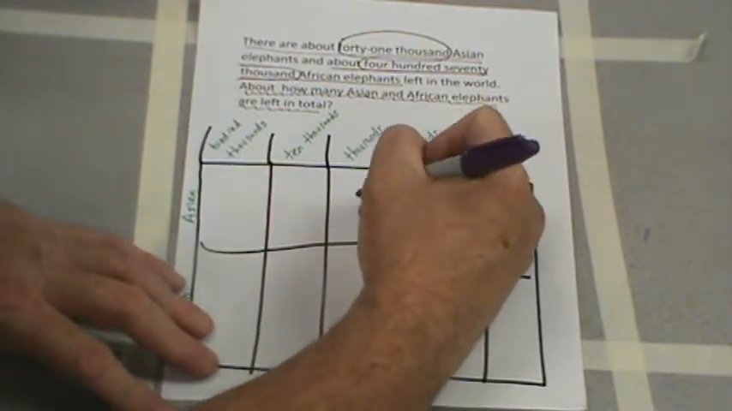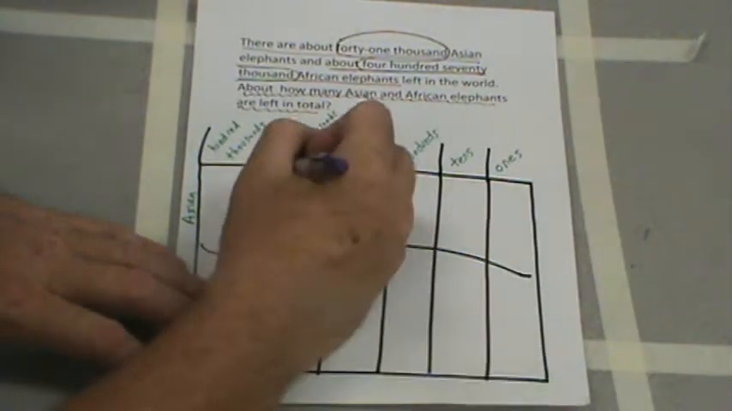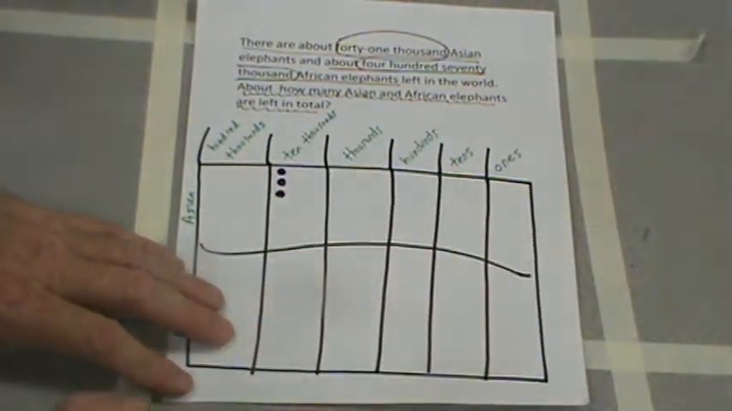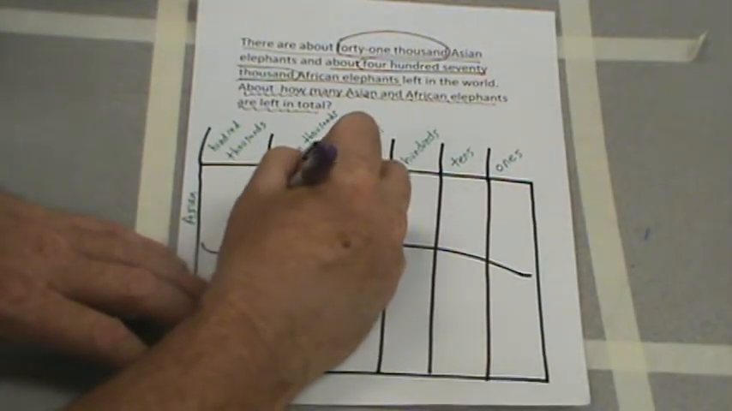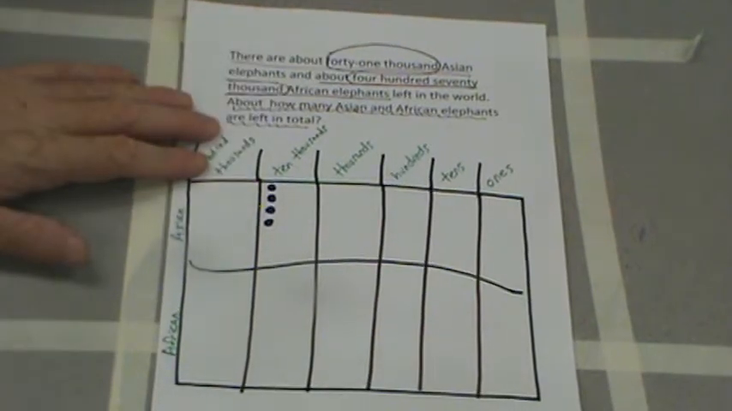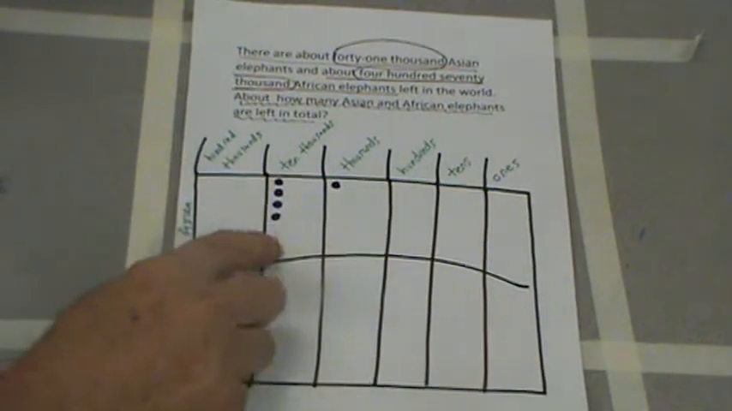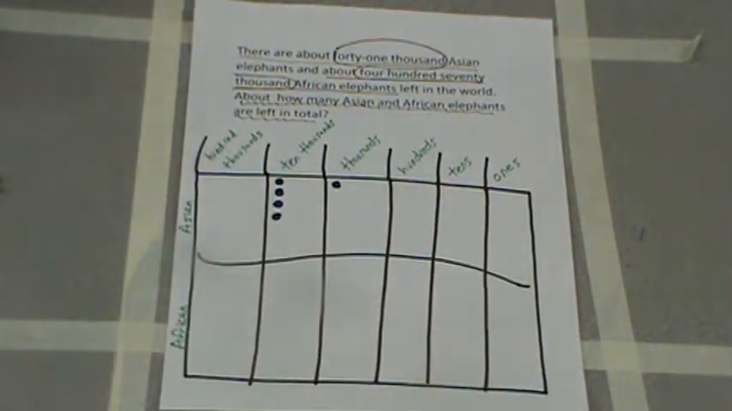How many Asian elephants are left? About 41,000. That's not a whole lot. So 41,000s. I could do 41 here, but that would take a long time. So let's just do 4 10,000s. 1 10,000, 2 10,000s, 3 10,000s, and 4 10,000s. That's 40,000. But our total here is 41,000s, so let's add another 1,000. There we have it. We have 41,000 Asian elephants.